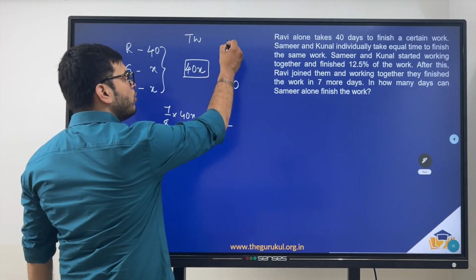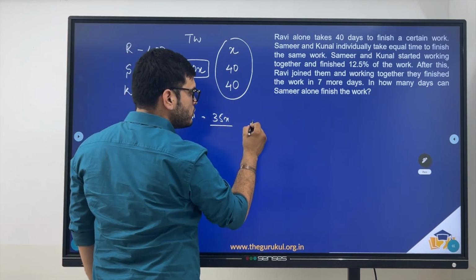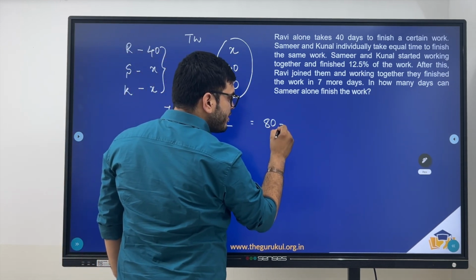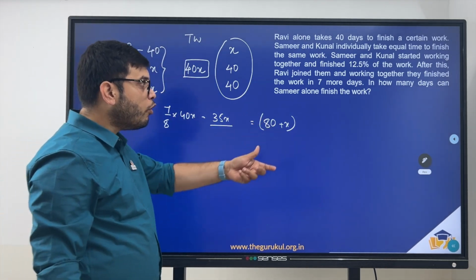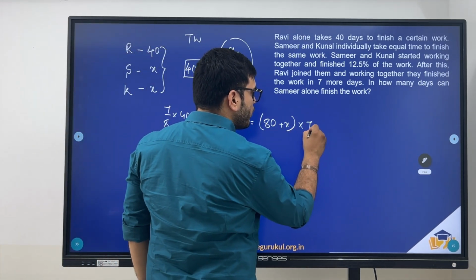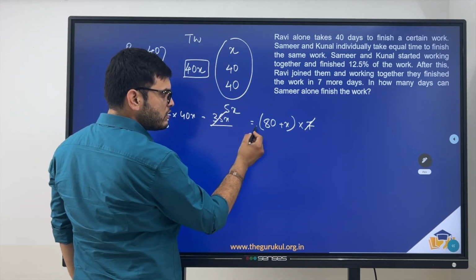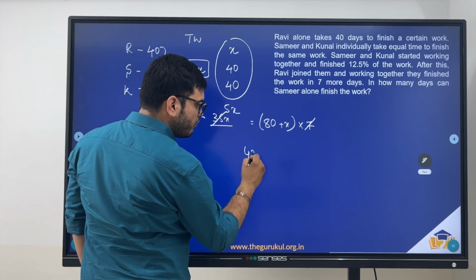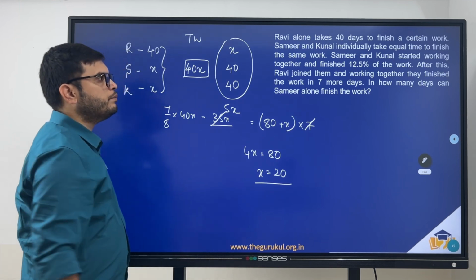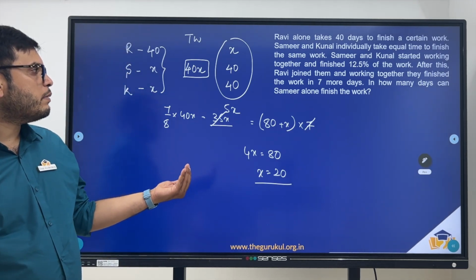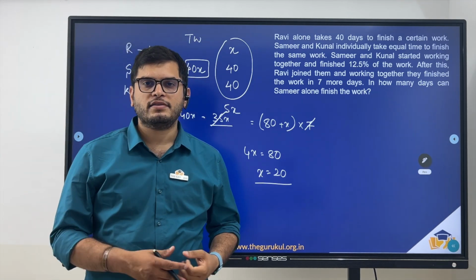Now when all three of them are working, 40 units plus 40 units plus X units, so 80 plus X units is done in 1 day, and they work for 7 more days. So this is 5X. So 5X is equal to 80 plus X. So 4X is equal to 80, or X is equal to 20. Right. Now in how many days can Samir alone finish the work? So Samir alone can finish the work in 20 days.